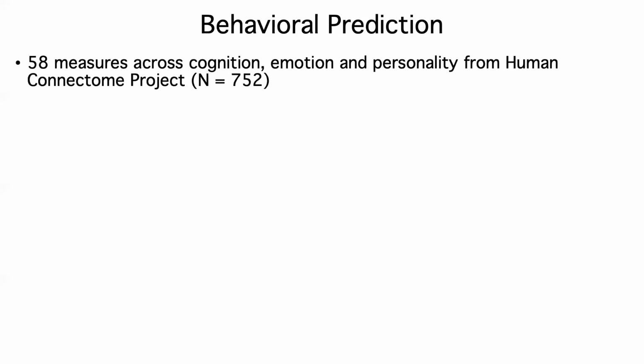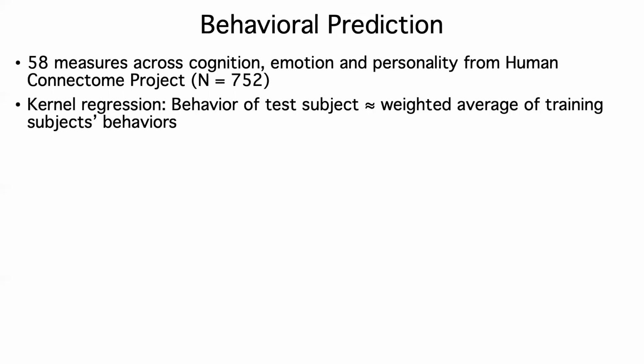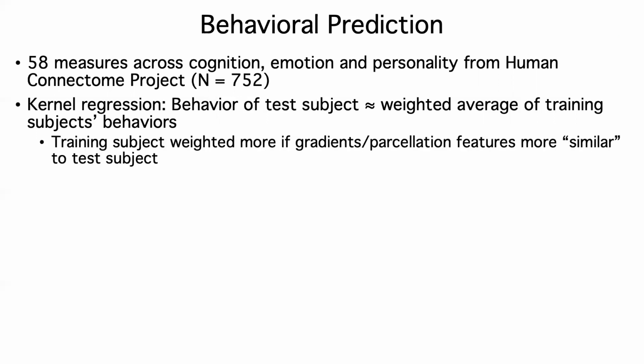We consider 58 behavior measures from the Human Connectome Project. We use kernel regression to predict behavior. Roughly speaking, the behavior of a test subject is estimated to be the weighted average of all training subject behaviors. So a training subject is weighted more if the training subject's gradients or parcellation features are more similar to the test subject.